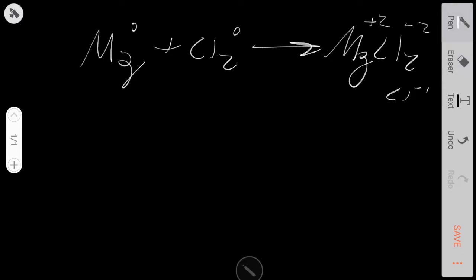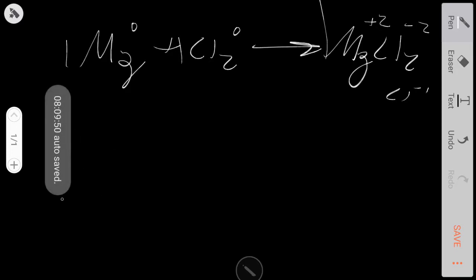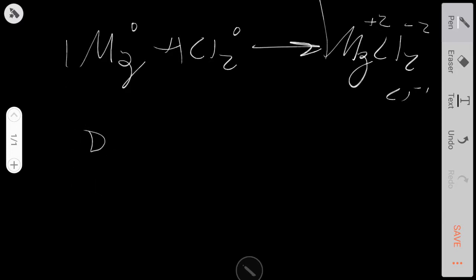All right, it says, what is the coefficient ratio for the reaction in question 3? This is that reaction. First, we need to find out, is it balanced? Well, I've got 1 magnesium here, 1 magnesium here, 2 chlorine, 2 chlorine. It's balanced. So the coefficient is 1, 1, 1. So the answer here would be D. Number 5 is D.